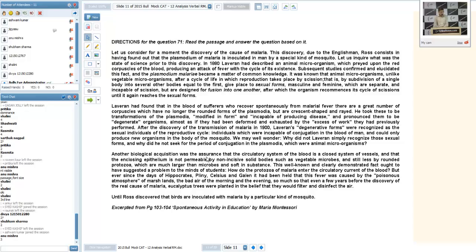Another biological acquisition was the action on the circulatory system: the blood is a closed system of vessels enclosed by epithelium, not permanently incisive, solid, etc. So all these kinds of belief systems were broken by these two people, and they were able to find out the treatment.